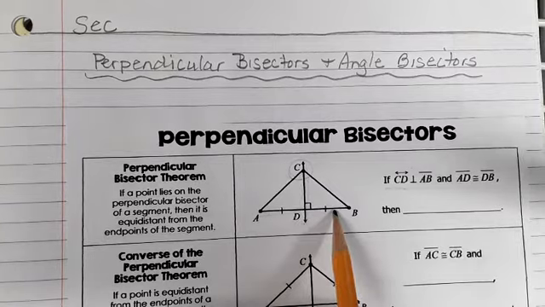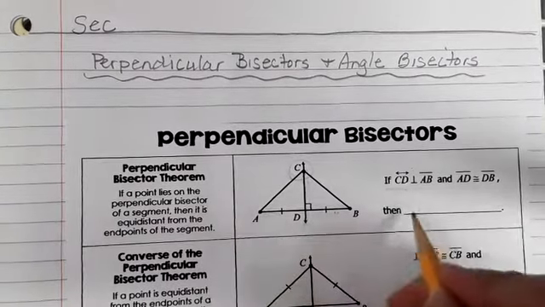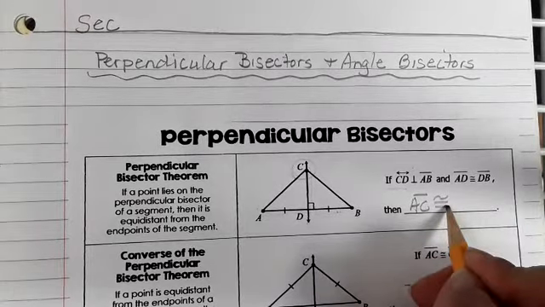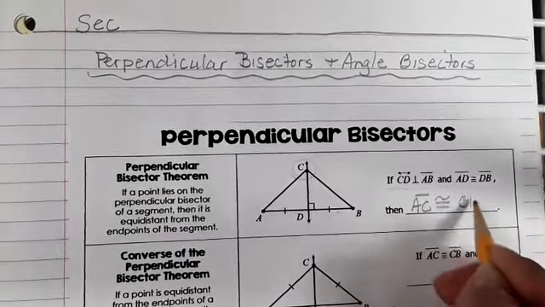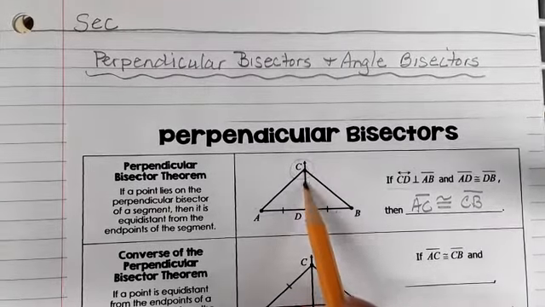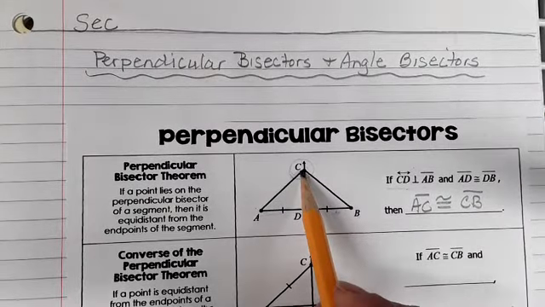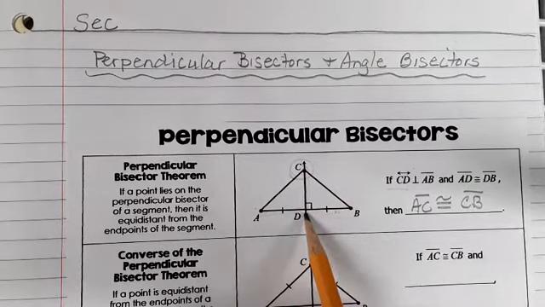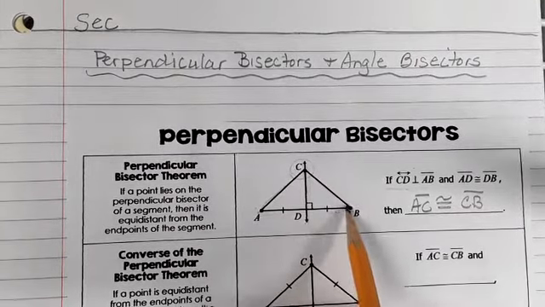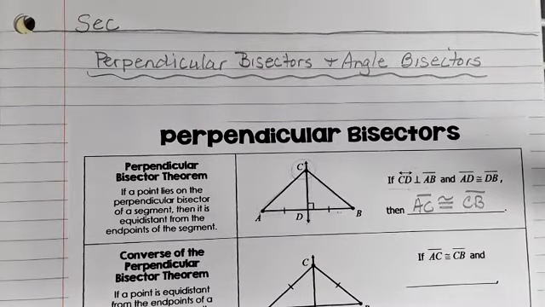So that tells you right here that AC is going to be the same value as CB, the length of CB. So if you have a perpendicular bisector, and C is on that perpendicular bisector, then you know that this segment and this segment are going to have the same value.